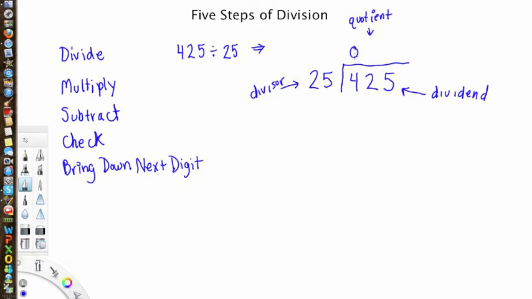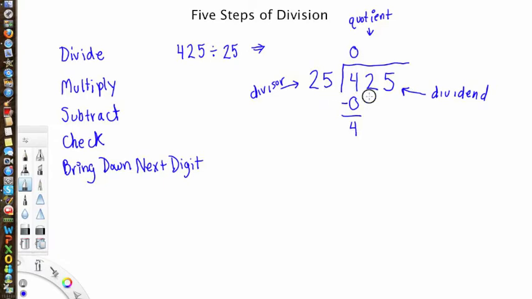And then we multiply. That's the next step. We take 0, multiply by our divisor, and that will give us the product of 0. And then we subtract. Okay, when we subtract, we'll get 4 as our remainder. We check, is our remainder greater than our divisor? Nope, so we can keep on moving.